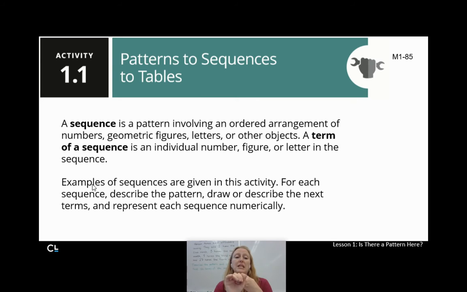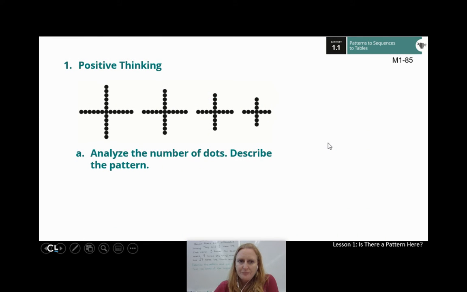And for part C, you're then going to represent it numerically. And that is, you're just going to list it off as a set of numbers. And the last part you're going to do is you're going to put it all into a table. You'll see what I'm talking about. So let's go ahead and start off with number 1.